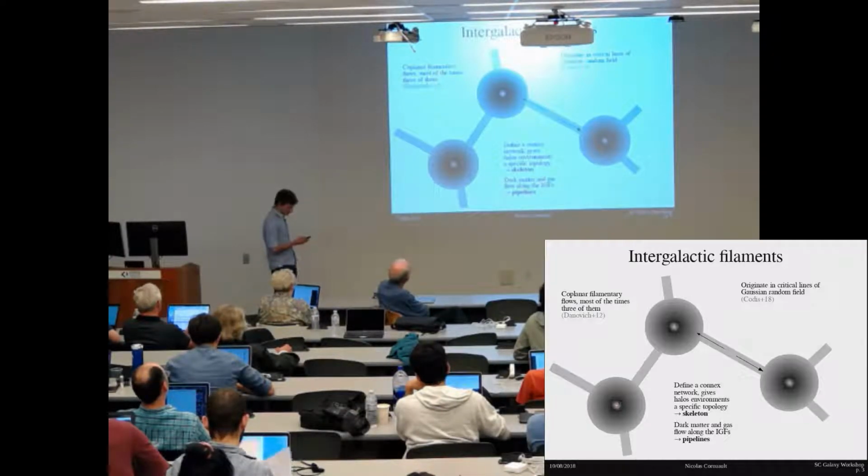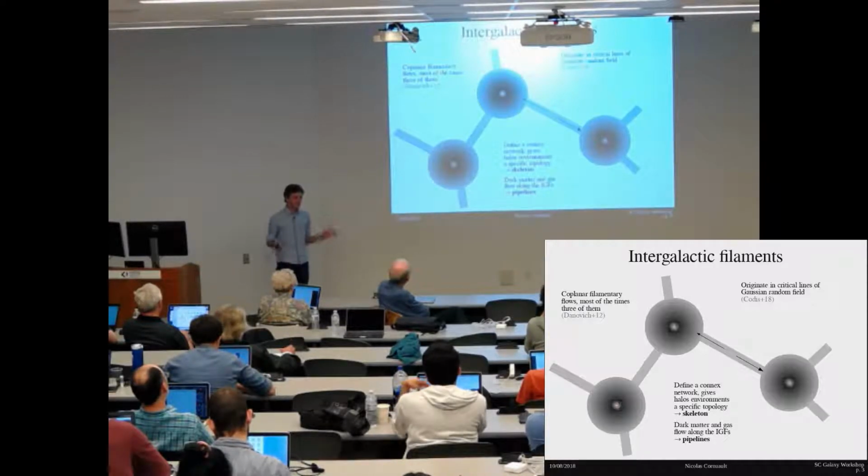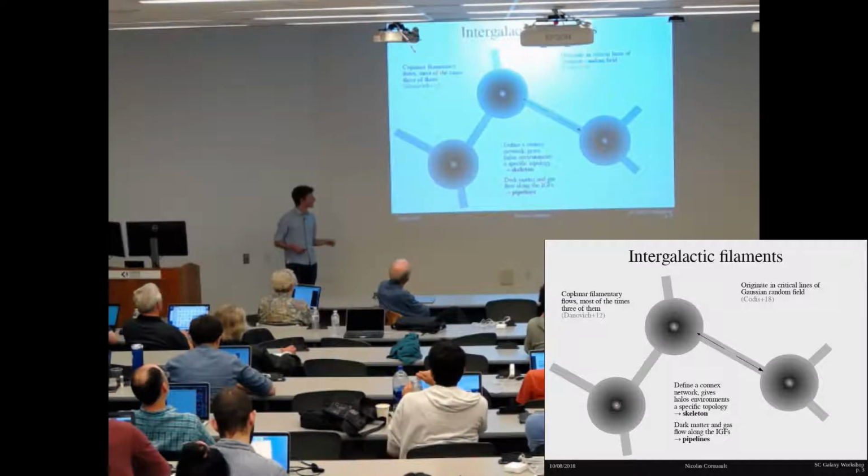As you can see here, it flows in one direction when you are closer to one halo, and in the other direction, closer to the other halo. Here exists a saddle point. So there's also a specific topology associated with that, which makes them detectable in simulations.